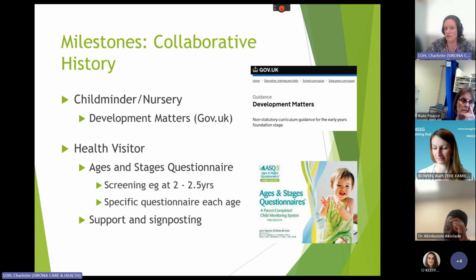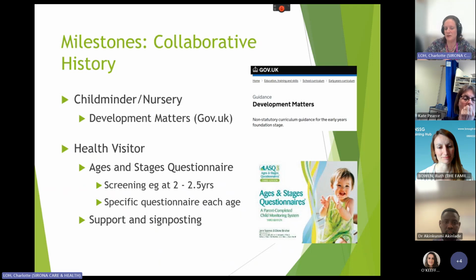If they don't go to nursery or have a childminder, another really important resource is the health visitor, and I'd advocate that you contact them anyway. They have an Ages and Stages Questionnaire that they use for screening at about 2 to 2.5 years. It's actually a parent-completed child monitoring system. So it has to rely on the honesty and literacy of the parent, and also that they're able to pick up on subtleties. So maybe if there's a language concern, you have to bear that in mind when you're using this tool. But it's a great way of getting a baseline of where the development is.